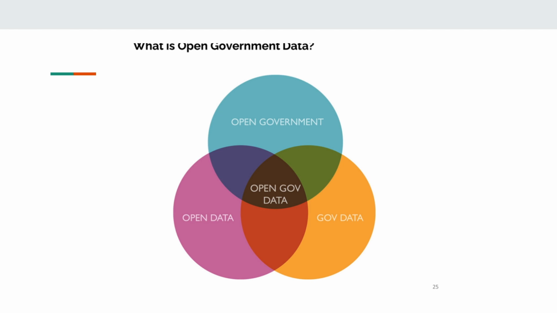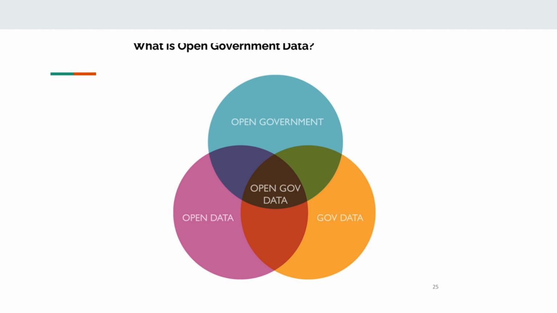Now, let's move to another interesting concept on open government data. What is open government data? This is data that is collected, produced, or paid for by government entities and made freely available to the public for access, use, and redistribution. The essential goal of open government data is to promote transparency, accountability, and innovation.